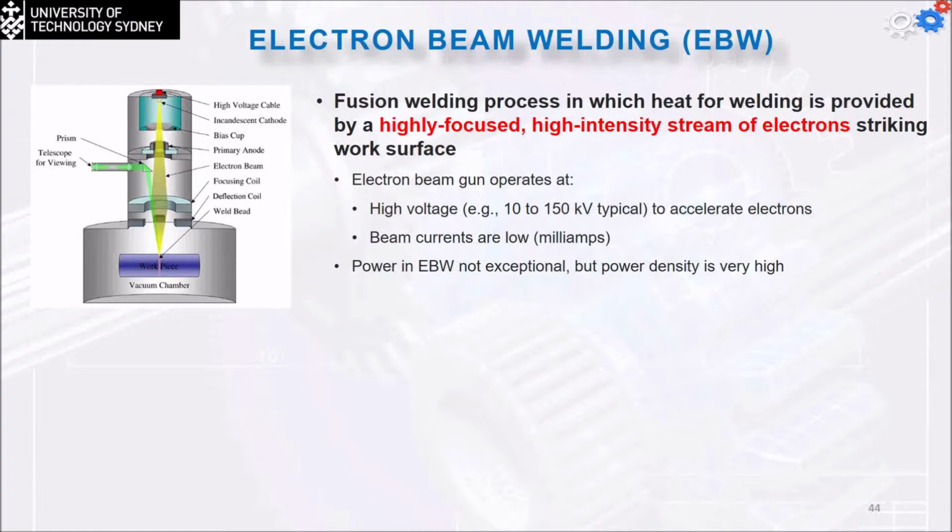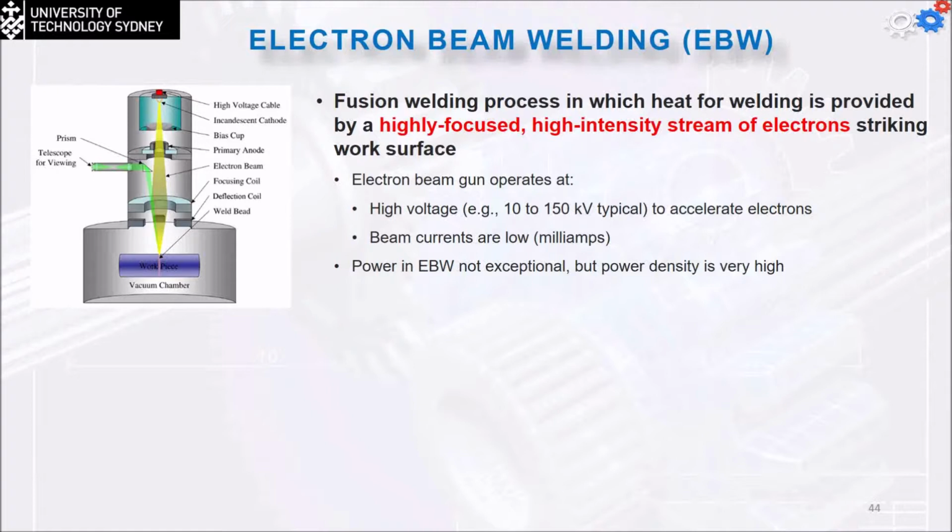The electron beam gun operates at a high voltage of 10 to 150 kilovolts, typical to X-ray the electrons. The beam current is usually low, and the power is not going to be exceptional, but the power density is going to be very high. We need the vacuum chamber. When first developed, the electron beam welding had to be carried out in the vacuum chamber to minimize the dispersion of the electron beam by the air molecules. And the pump down time can take as long as 1 hour.